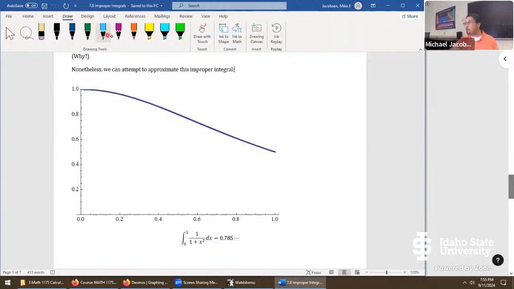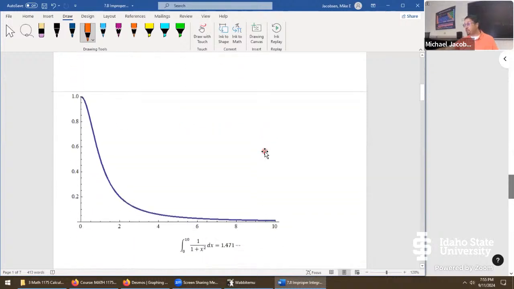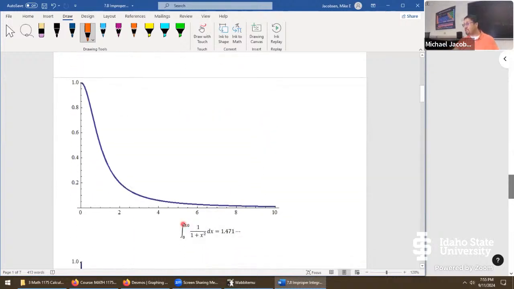But what we need to do to get a better approximation is increase this, because we're intending to go off to infinity. So the next level of approximation, this is what it looks like. We're going off to 10. That's a better start, but it looks like we've just about doubled the area, right? 1.471. Now, the graph changed a lot because the horizontal scale got so wide.